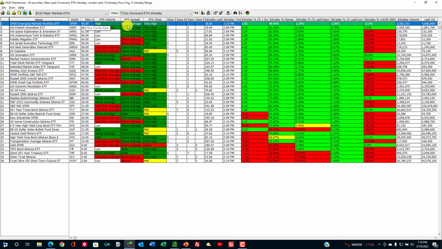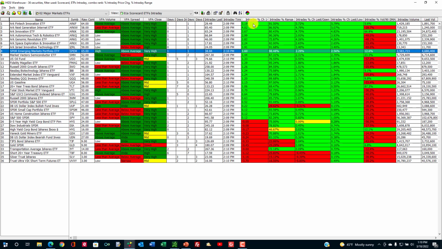And I'm sorted on raw combo, and you can see that risk is certainly coming back with the emerging markets portfolio leading. But that's with a combo intraday price range, intraday range. You can see it's trading at nearly 98.48% of its daily range. It's up 1.60. That isn't the ETF that gained the most.